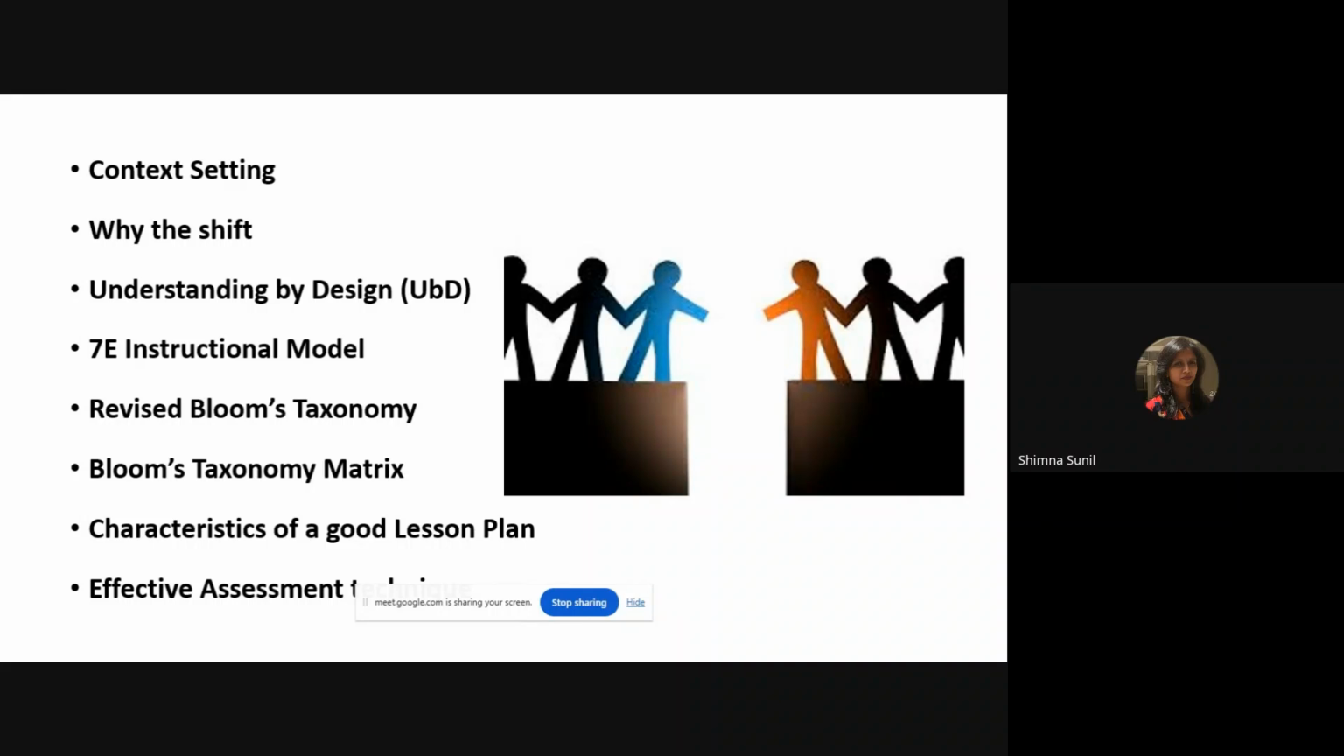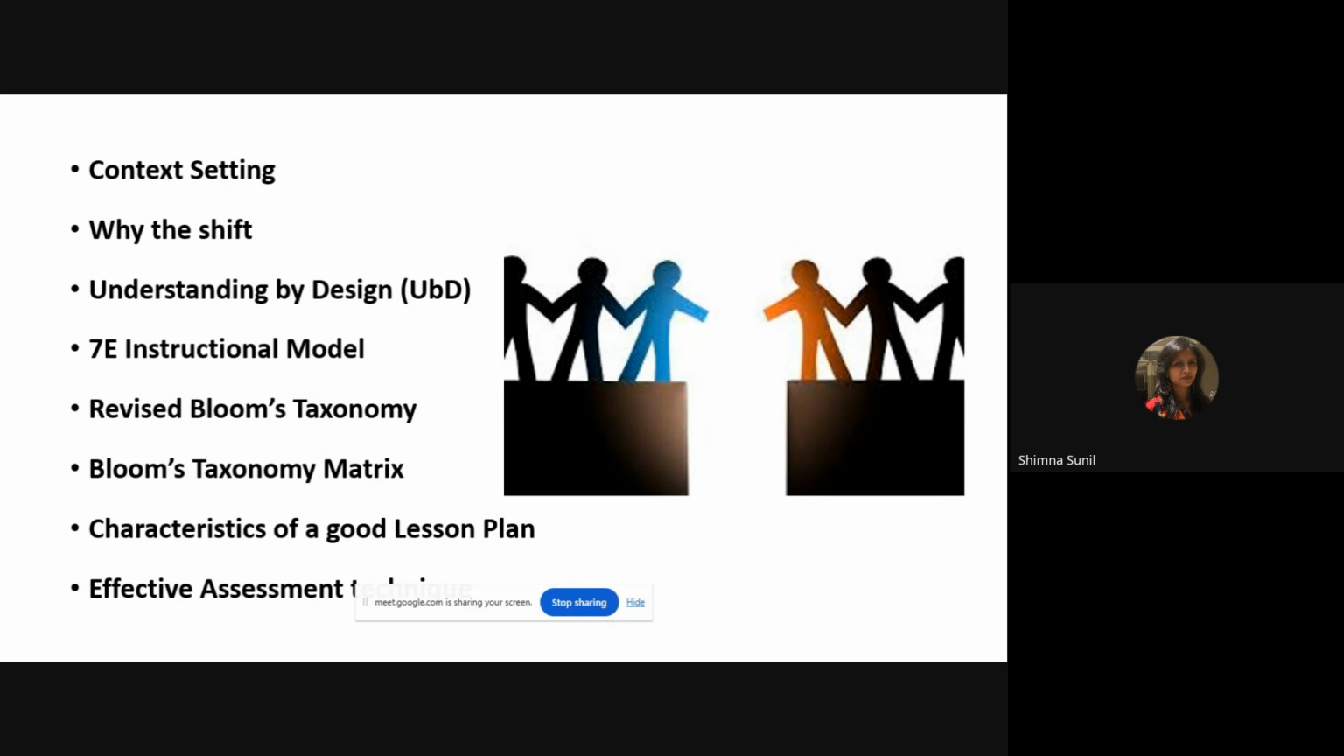We will definitely go into depth to understand the RBT, that is the revised Bloom's taxonomy. We will also understand what Bloom's taxonomy was, how it has changed and why it has changed. What was the purpose of this revised Bloom's taxonomy? Then we will discuss something very interesting, the Bloom's taxonomy matrix. I don't know how many of you have come across this matrix, but it's very interesting, and it delves deep into the knowledge factor as well as the procedural aspect of how we develop a particular lesson plan.